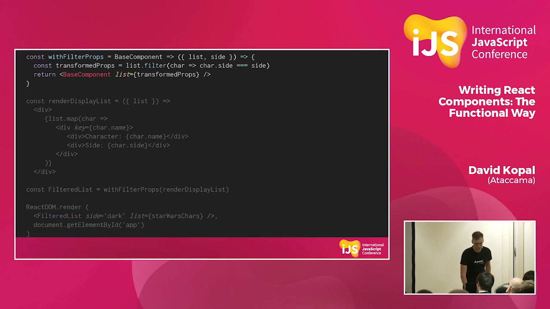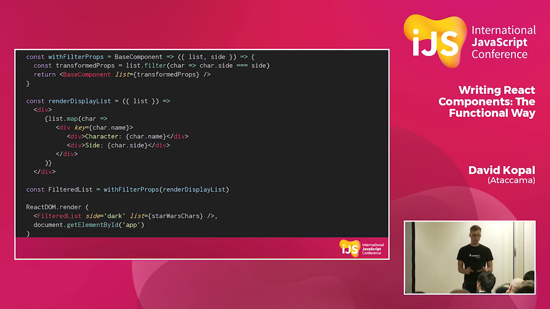So what happens is that our with filter props will take the list, filter it according to the site, and pass the filtered list down to the base component, that is render display list, and render display list will just display the filtered list of Star Wars characters. Now, to put it simply, what we did here is that we enhanced our render display list component with the logic from with filter props, with the filtering logic.